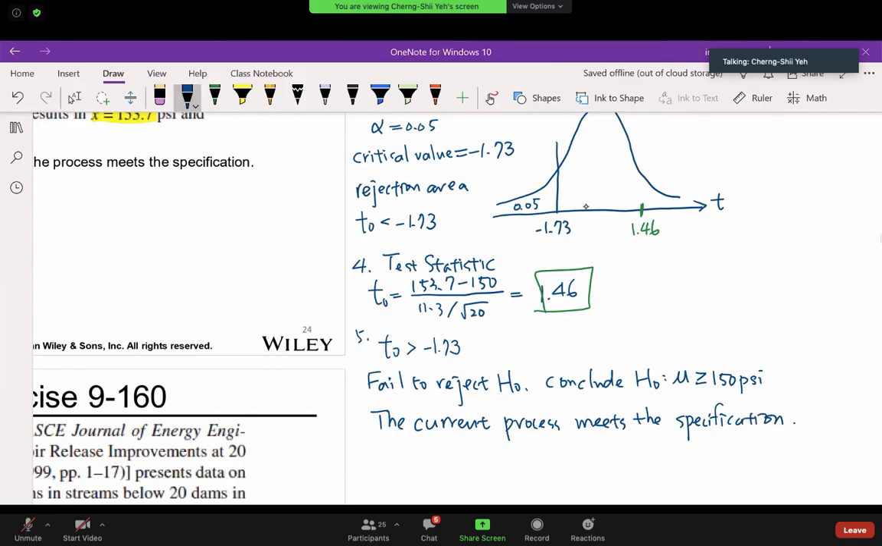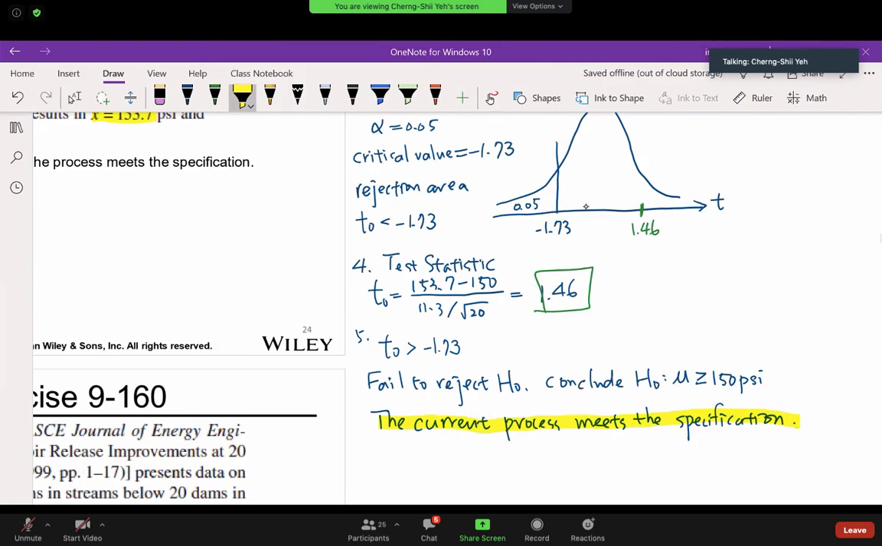All right, really important. We collect a few samples to confirm our current process still meets the specification. Continue the production. Everything seems to be performing well.